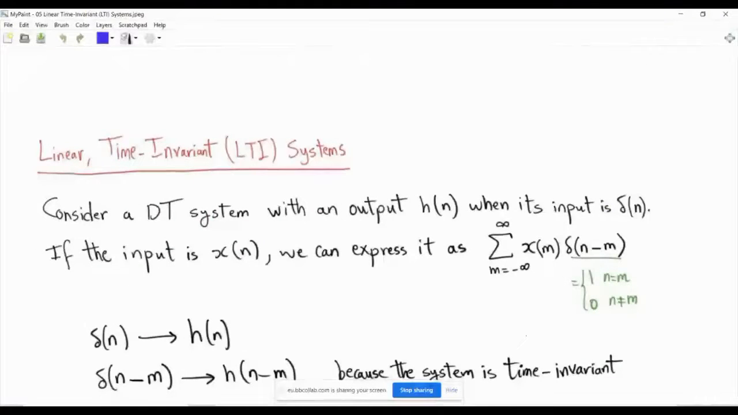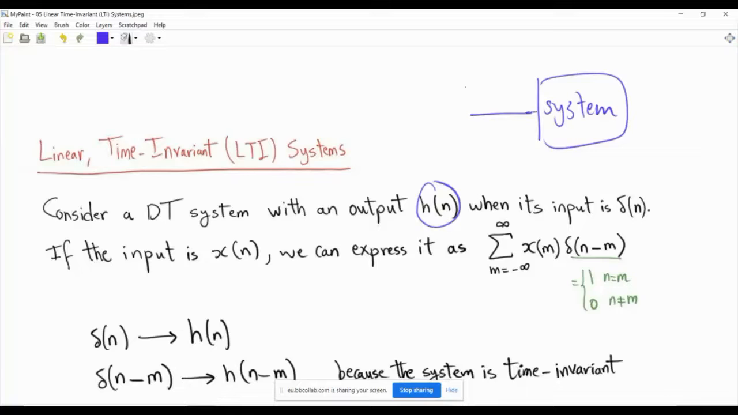So consider a discrete time system. It's LTI, so it's both linear and time invariant. Suppose that you know this h of n, which is not just any output. It's the output you get from the system. So basically, this is your system.